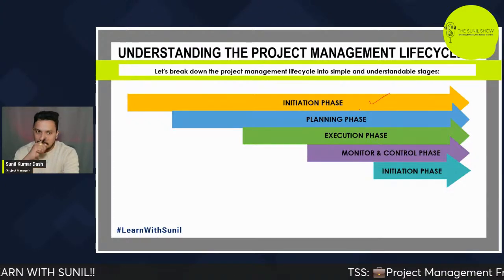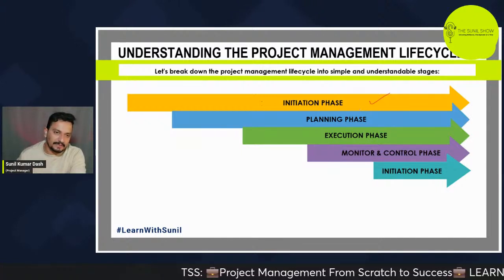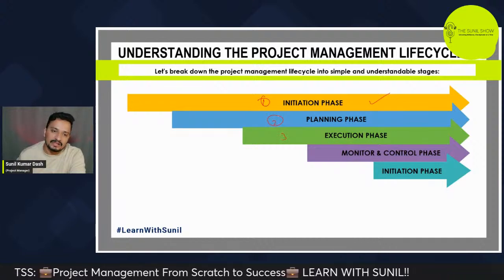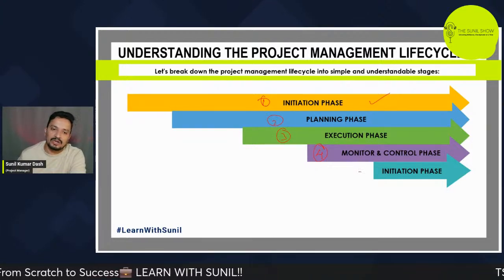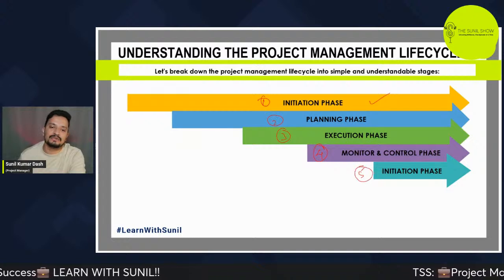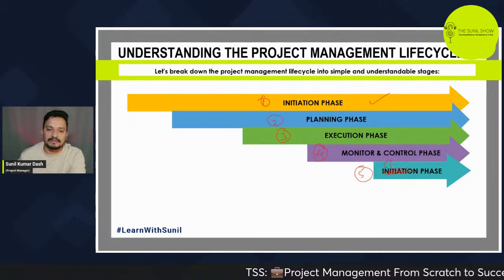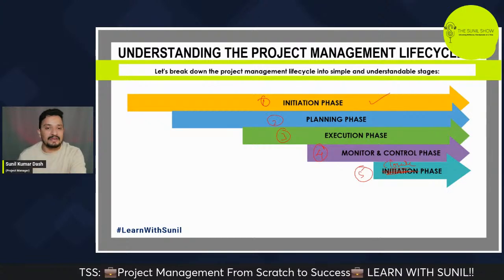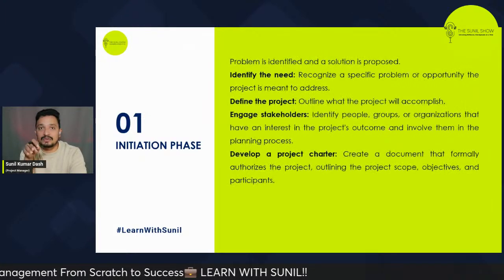Okay, so let's quickly take an overview. First we have the initiation phase. Second, we have the planning phase. Third, we have the execution phase. Fourth, we have monitor and control. Fifth, we have the closure phase. Okay. So how many phases do we have? We have five phases. Now let's go ahead and understand each phase one by one.